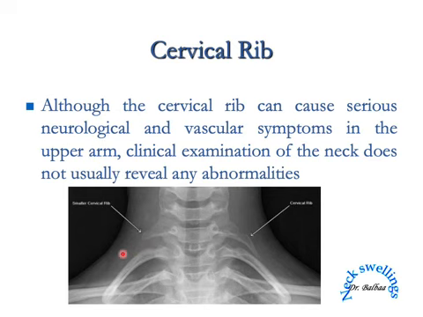So the patient will present with some of the neurological and vascular symptoms in the upper arm or on the upper limb as well. However, examination of the neck itself may not appear to have some of the abnormalities, because in most of the cases the cervical rib cannot be palpated.